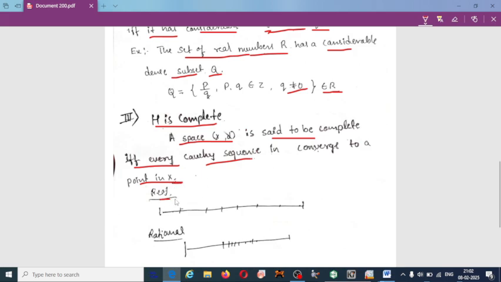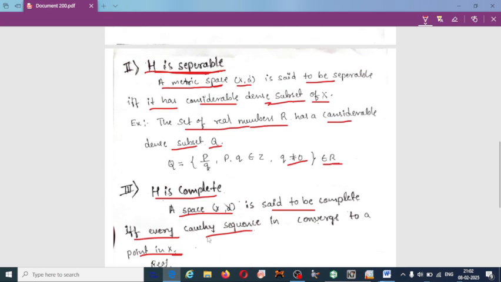Let us take the set of real numbers. In the set of real numbers there is no gap between the numbers; there is a continuous flow of numbers. That is why real numbers are said to be complete. If you take the set of rational numbers, between two numbers there will be some gap, so it is incomplete. This is how we can define completeness. So H is also complete.